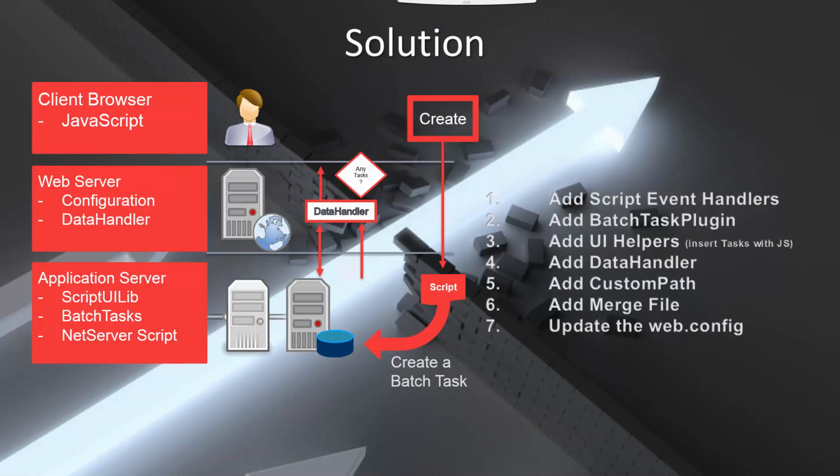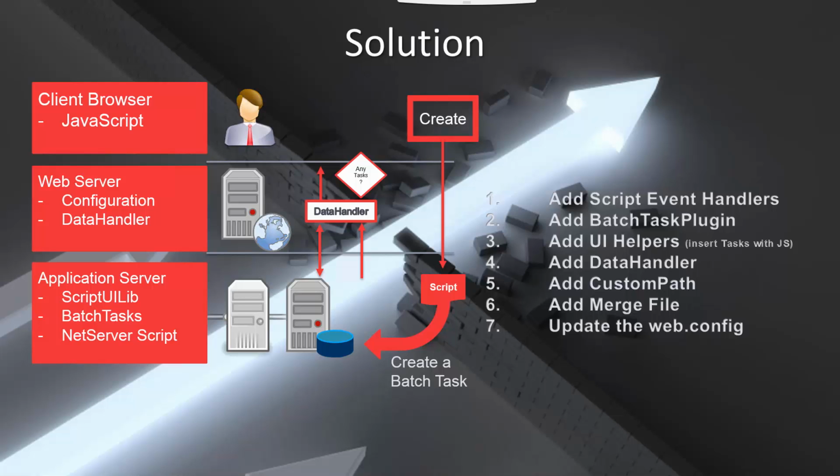Finally, we need to make some modifications to the web config file to specify a custom path that tells the web client where to look for these custom configuration files and any merge files we want to include. Today we're going to be adding one merge file that will instruct the web client to include our data handler in the contact, project, and sale pages.